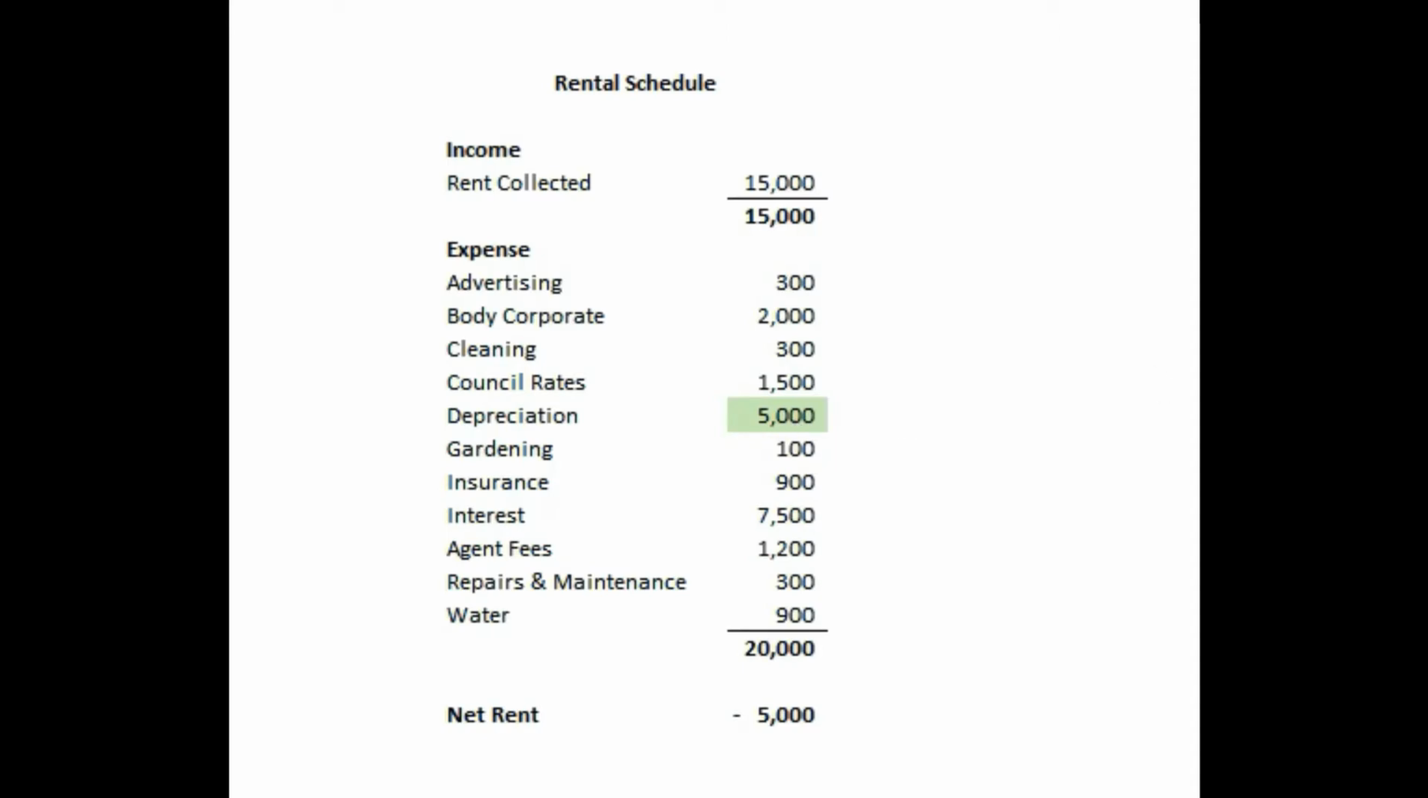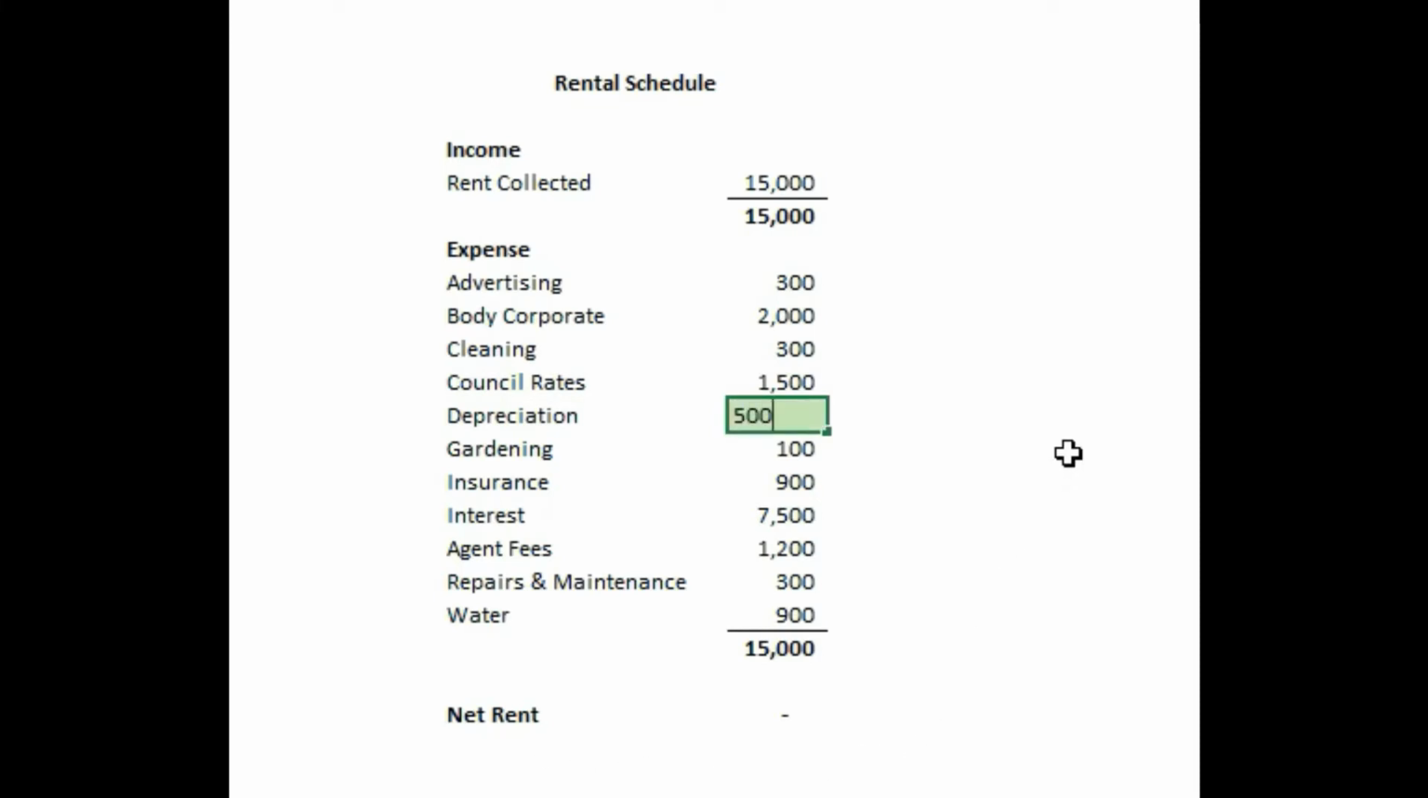So the thing about depreciation is this is a non-cash expense. This is not something that you've physically had to fork out money for like all this other stuff. It's a write down in the value of the fixtures and fittings and the building of a property. You could almost take this out because it is a non-cash expense. And now you can see we've got 15 income, 15 expense to make a net rent of 0 as far as cash in, cash out goes.